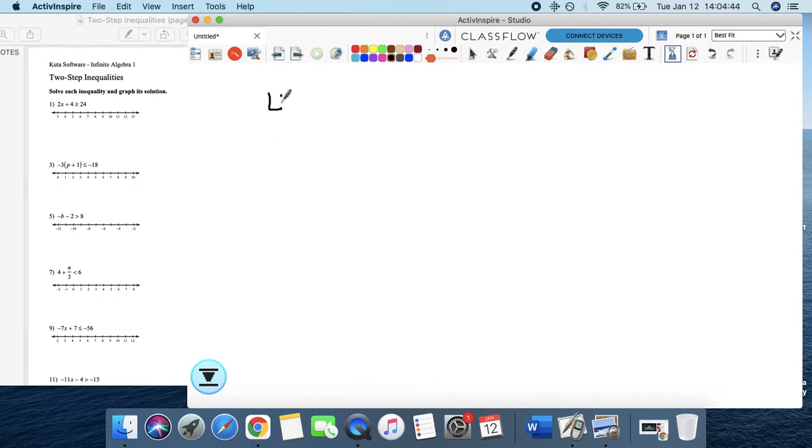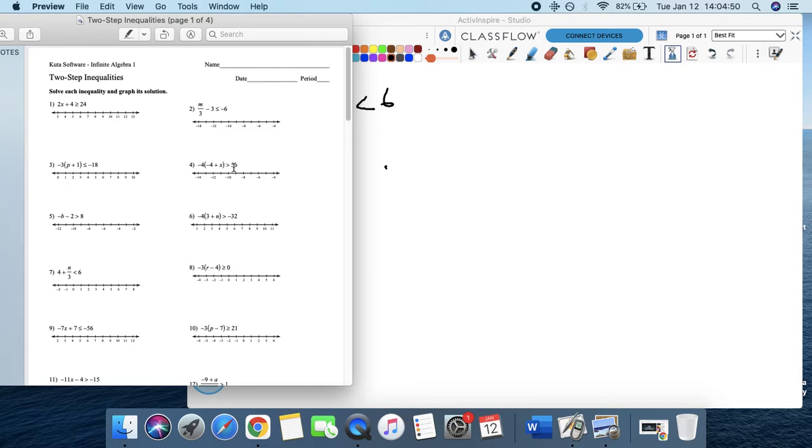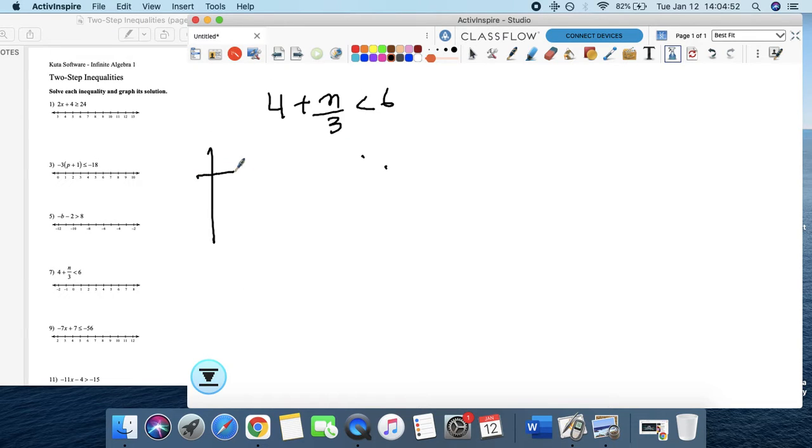Number 7, we have 4 plus n divided by 3 less than 6. Again, what is my variable? n is being divided by 3 and then plus 4. So I'm going to use minus 4, inverse operation, and times 3. So let's do that. The first thing I'm going to do is minus 4. Minus 4, minus 4. n over 3 comes down.